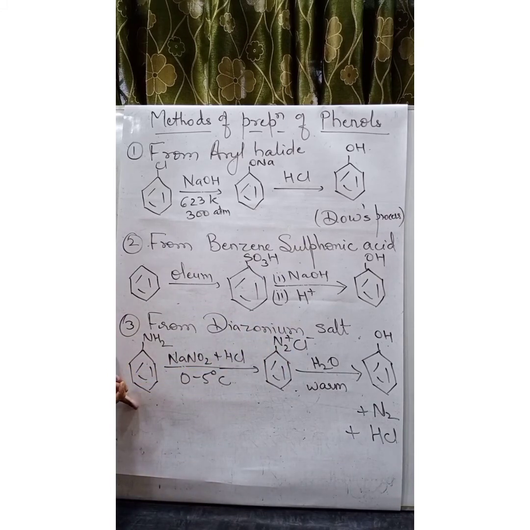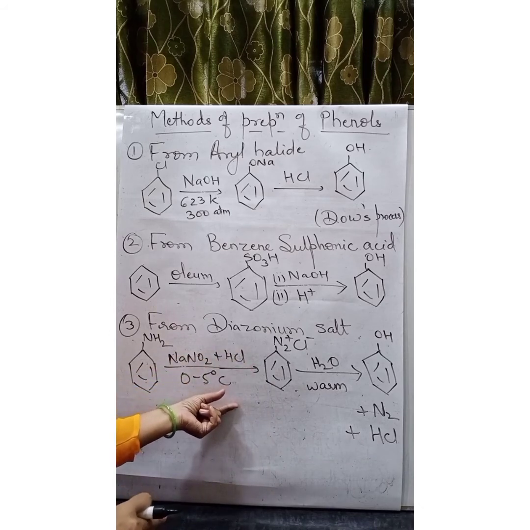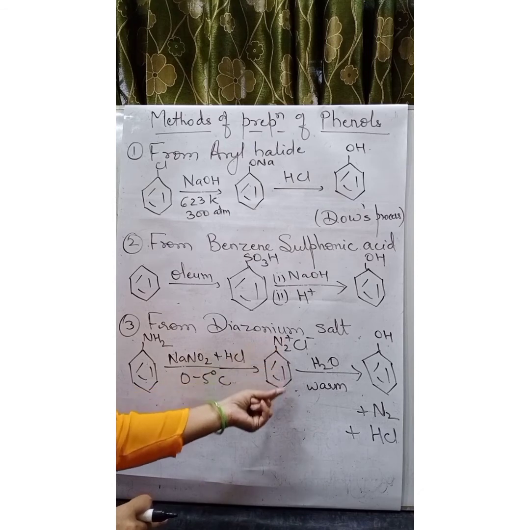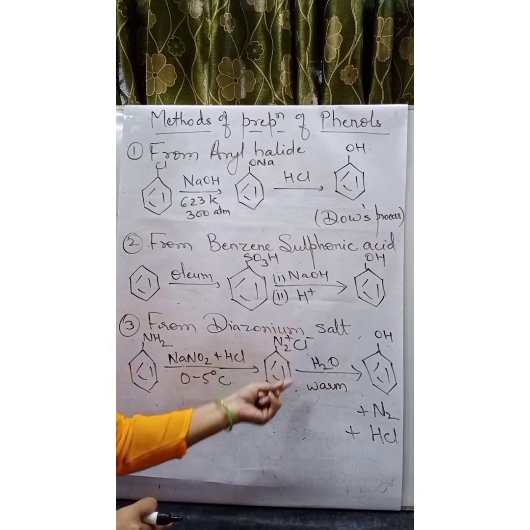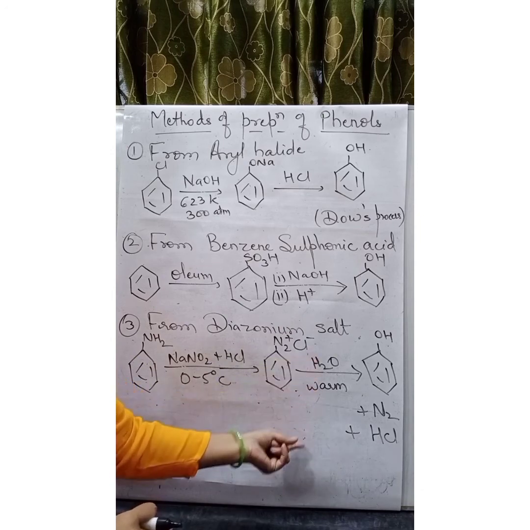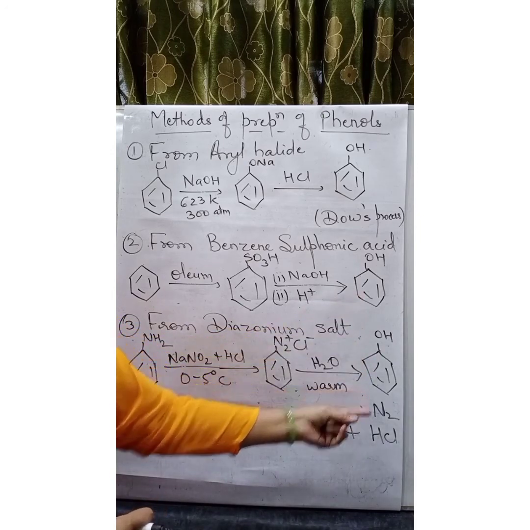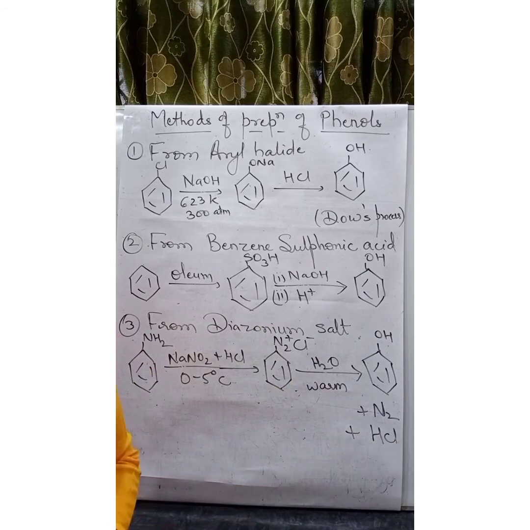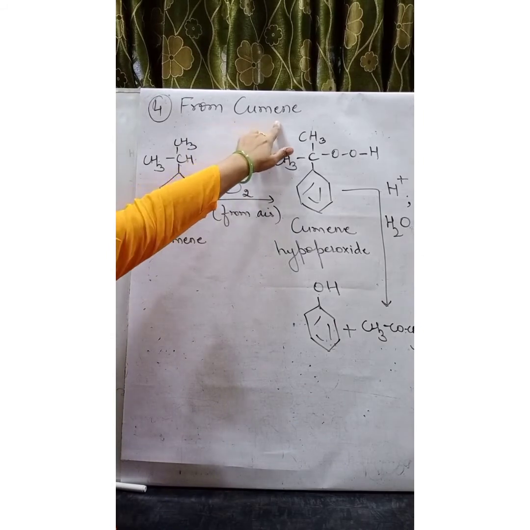So aniline, when treated with NaNO2 and HCl at a very low temperature of 0 to 5 degrees Celsius, forms benzene diazonium chloride, and this benzene diazonium chloride on treating with warm water forms phenol with byproducts like nitrogen and HCl. And lastly, phenol can also be prepared from cumene.